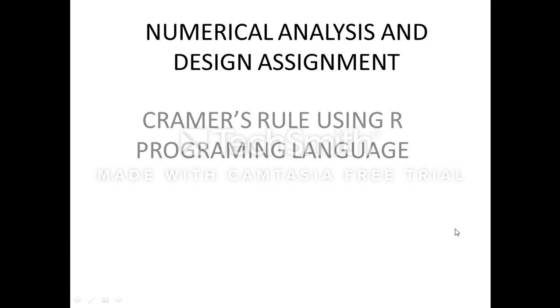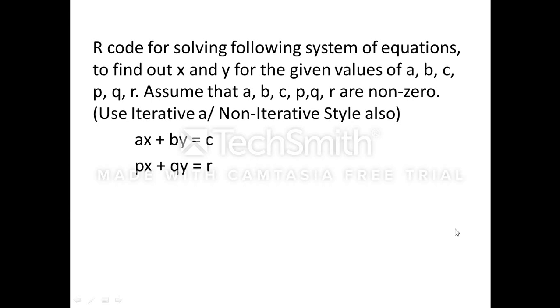So the question is: write an R code for solving the system of equations to find x and y for the given values of a, b, c, p, q, r. Assume that these values are non-zero. Let the system of equations be ax + by = c and px + qy = r, and we have to solve for x and y.